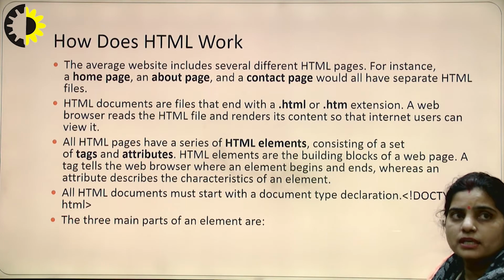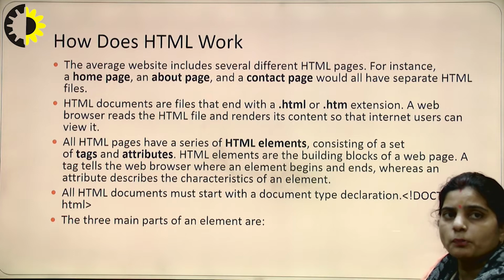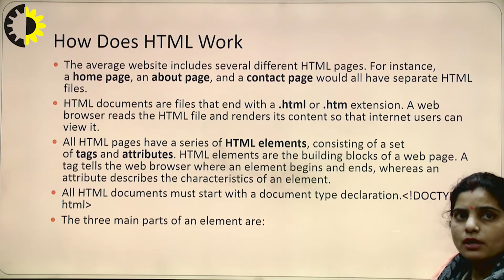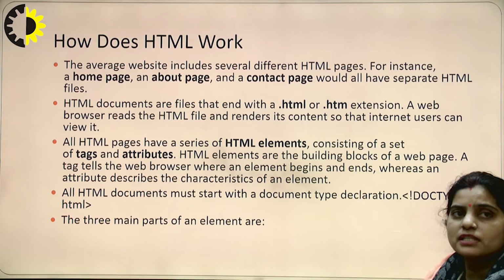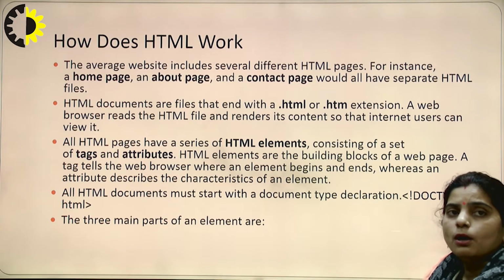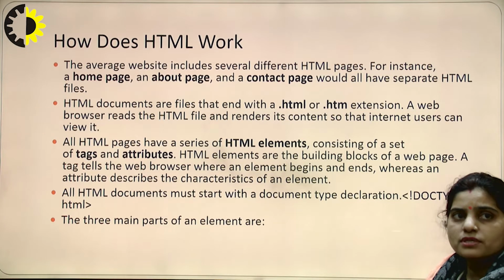The working of HTML. The average website includes several different HTML pages. For example, a home page, an about page and a contact page all have separate HTML files. When we create an HTML file, it must be saved with the extension .html or .htm. The web browser reads the HTML file and renders its contents so that internet users can view it in different formats.